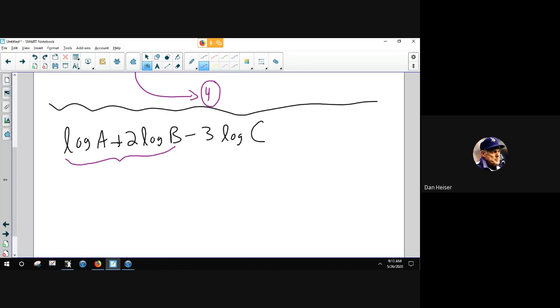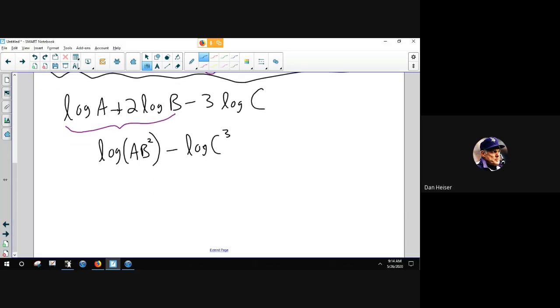So let's put these together. Log of A, B squared. Ask yourself where that B squared came from. Log property number 3. Remember, we go forwards and backwards with an equal sign. Minus log C cubed. Ask yourself where that 3 came from.